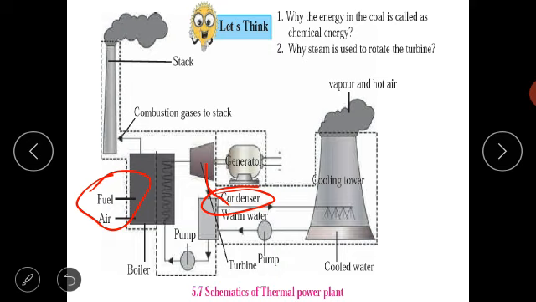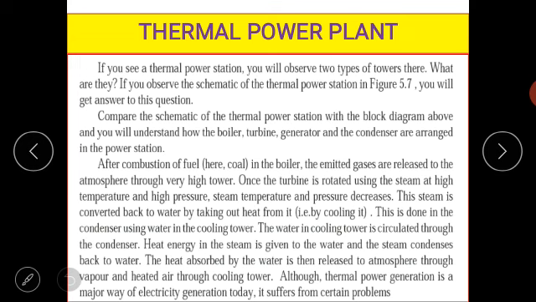It goes for cooling in the cooling tower. This is the cooling tower where steam cools down and converts into cooled water. Okay, that is pumped back to the pump, which is pumping the water to the boiler. In this way, water is recycled and reused, and steam is produced, and electricity is continuously produced in the thermal power plant. So this is all about the thermal power plant.